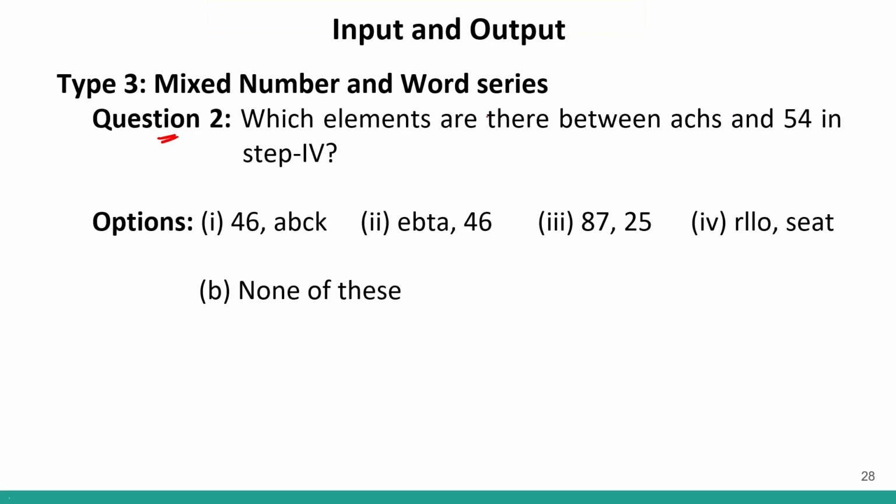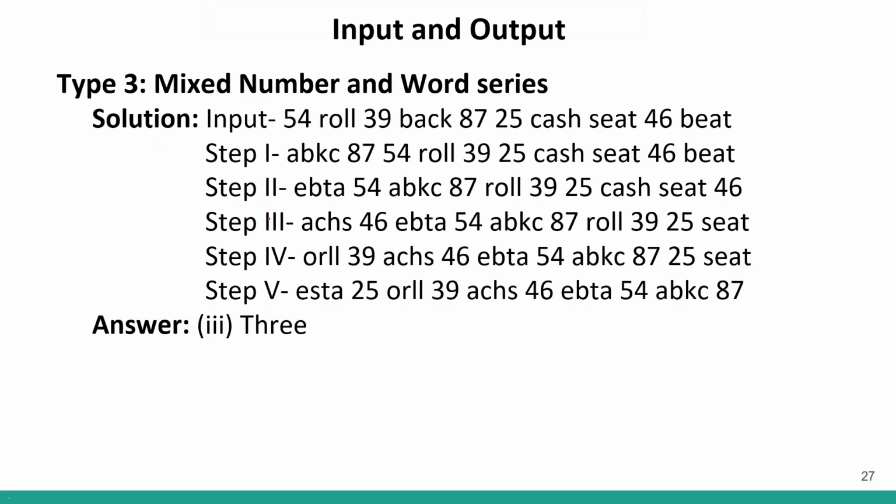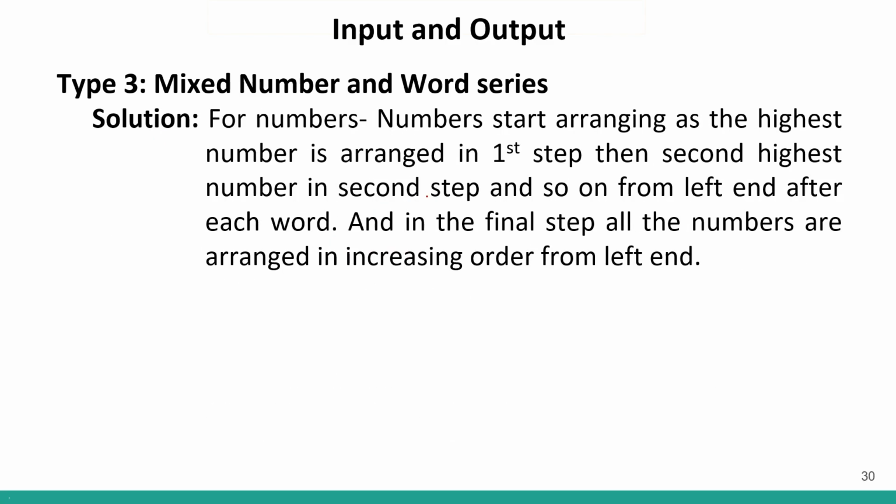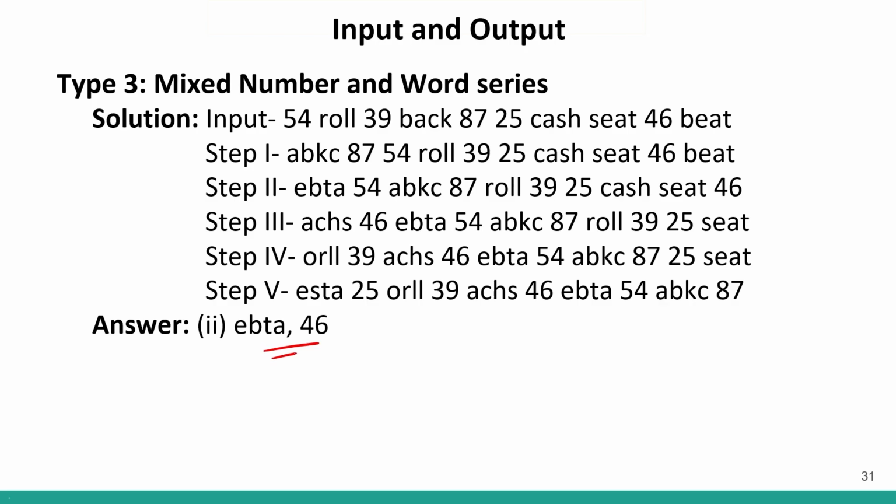Question number 2. Which elements are there between ACHS and 54 in step 4? So step 4 is this one, ACHS and 54. Between this we have 46 and EBTA. Correct? We have 46 and EBTA. So 46 and EBTA is given in option number 2. So option number 2 will be the correct answer to this question. Clear? This will be the correct answer.